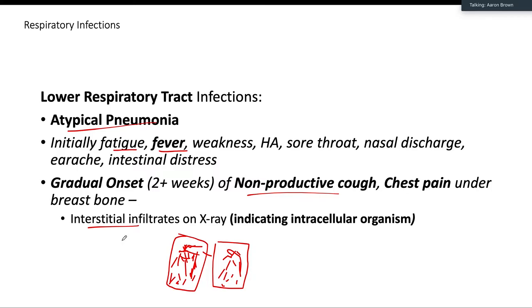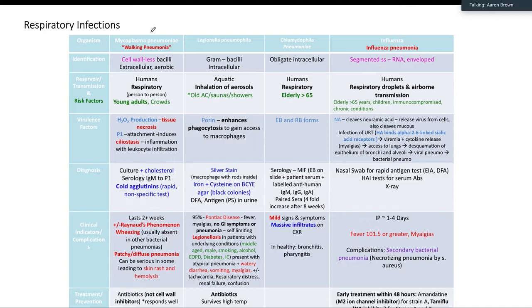Okay, so the most common cause here is going to be our Mycoplasma pneumoniae. This is our cell wall-less bacterium, extracellular and aerobic. Okay, zero cell wall, which is why it's a mycoplasma. Crowds we really look for. Typically in the winter, we really look for this. Virulence factors for mycoplasma, we have this H2O2 production. It has a P1 attachment.